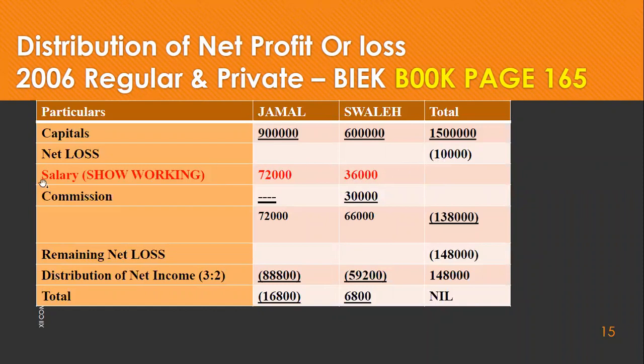The salaries, Jamal and Saleh, we have already done. We have to multiply it by 12. Then you have to show the working. Once I write it down and highlight it over here, you have to show the working. It means you have to show. Clear?